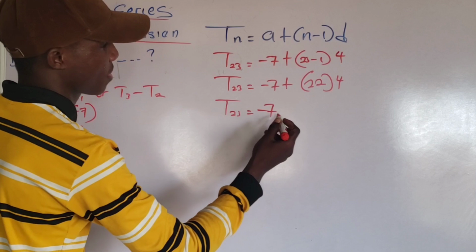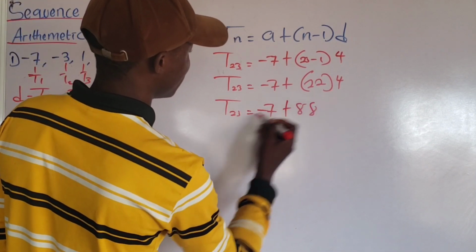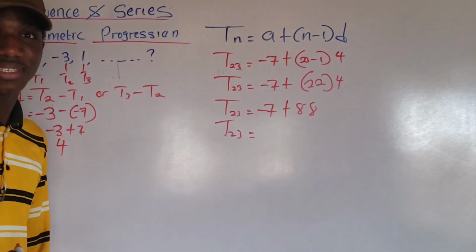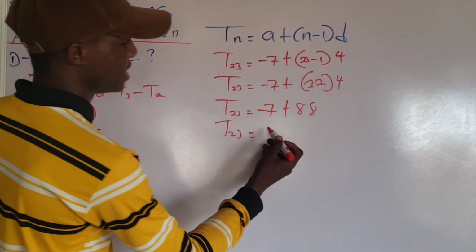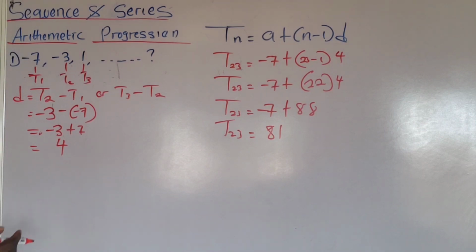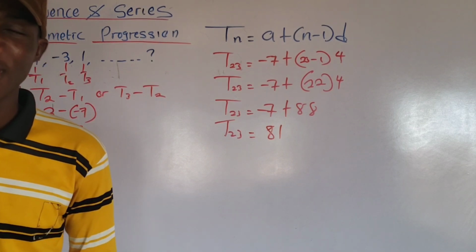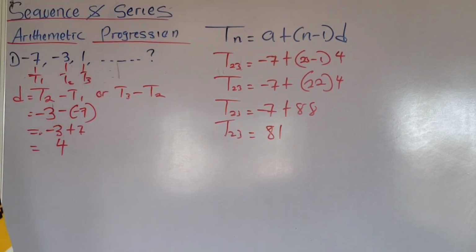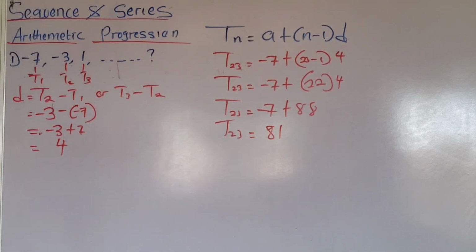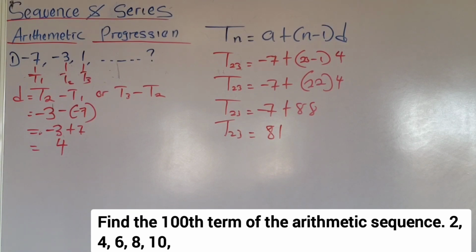-7 plus 88. So the 23rd term is equal to -7 plus 88. That will be 81. So the 23rd term is 81. You can see the application of the formula. With this formula, you can determine the nth term of any AP. It's easy to compute when you remember the formula. Anytime you are given the A and D, you just proceed to use this formula. So that is the first question. You can take this question as a practice question.